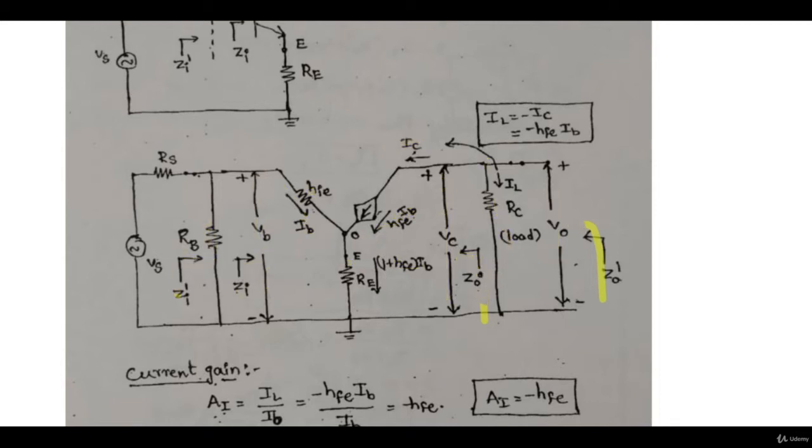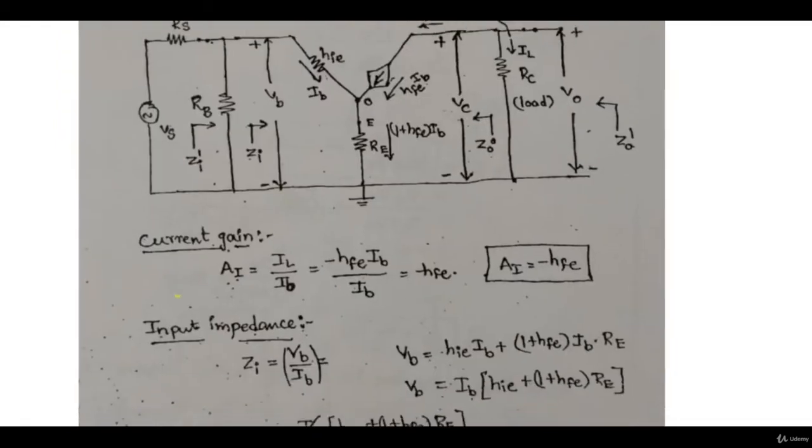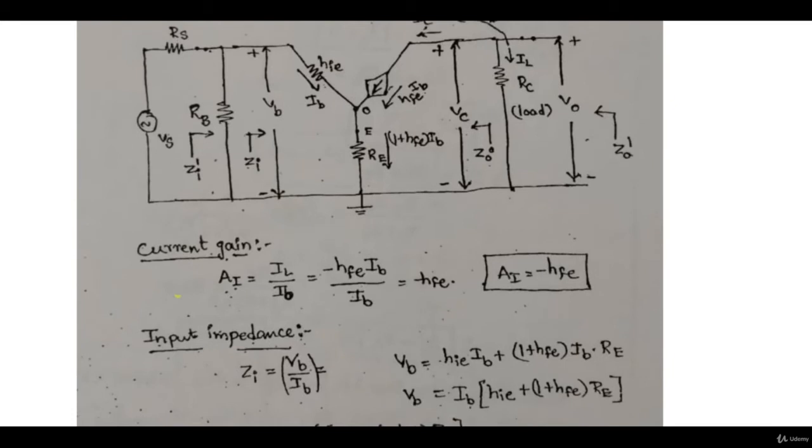So you can see your IL is minus IC, which is minus HFE IB, and IB is the current flowing through the transistor. So first the current gain you can calculate. IL divided by IB is minus HFE IB divided by IB, that is minus HFE. So the current gain is minus HFE.